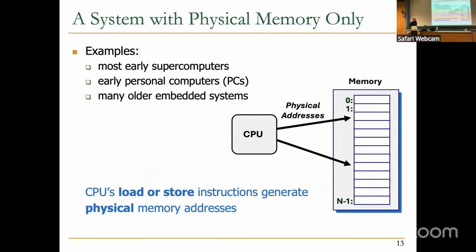So this is an example of a system. Let's take a step back and say that we don't have virtual memory and our system can only access memory using physical addresses directly. This is how most early supercomputers were working, like early personal computers and many older embedded systems. So imagine the CPU here, which generates only physical addresses, right?